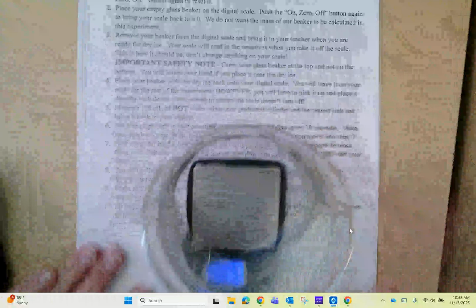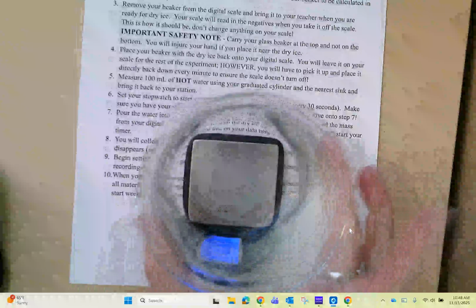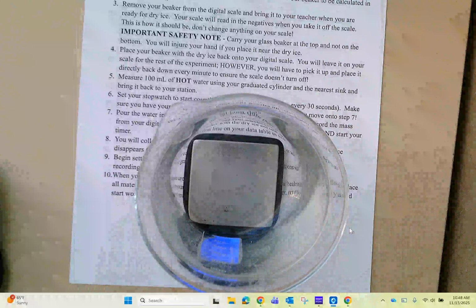So when you have your dry ice in there, again, you'll have some sort of mass that will register here. Every minute you're just going to pick it up and put it back down just so the scale knows that something is still happening on it and it should not turn off. That is the only downside with these battery operated scales.